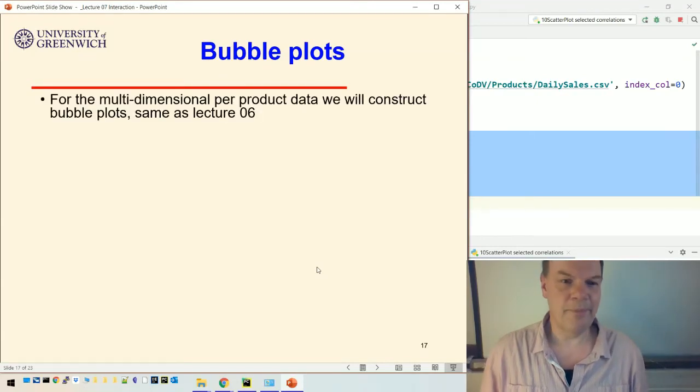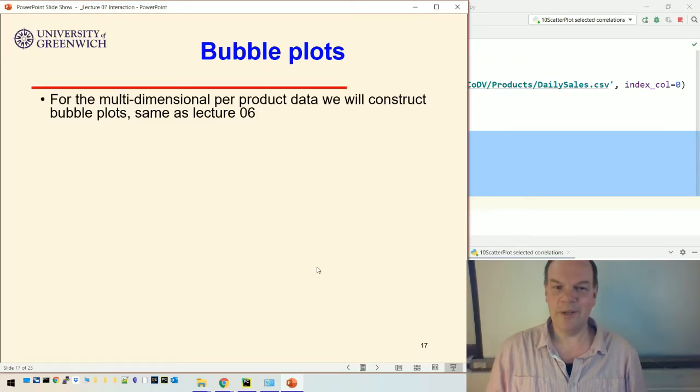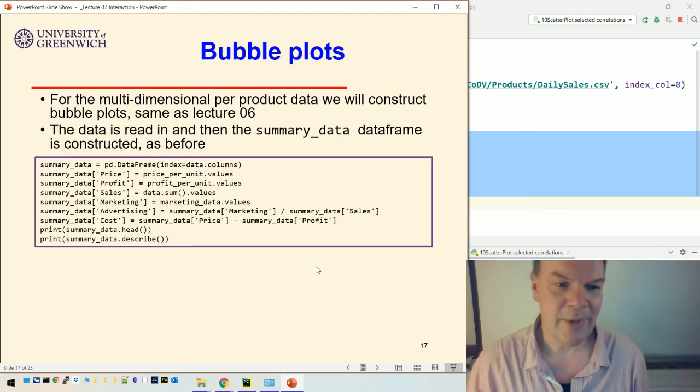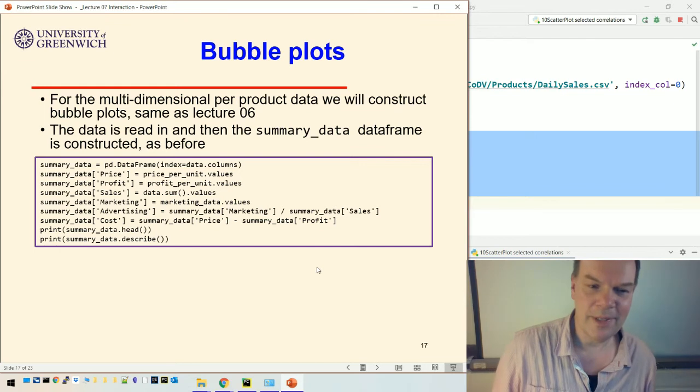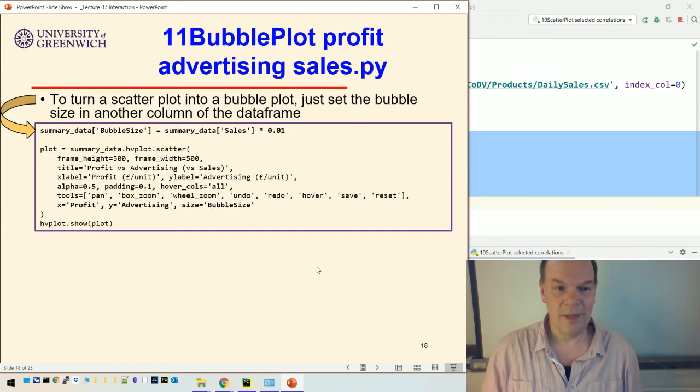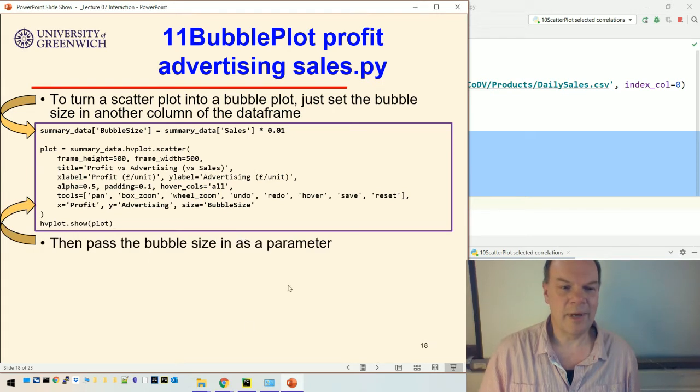So, bubble plots. When we've got multi-dimensional product data, as we saw in the last lecture, we construct bubble plots. The data is exactly the same as before. We read it in and construct this summary data frame, just as we did last week, and in lecture 4. And just like we did with the bubble plots last week, in order to turn a scatter plot into a bubble plot, we just need to set the bubble size in another column. So you can see that I'm passing in the bubble size.